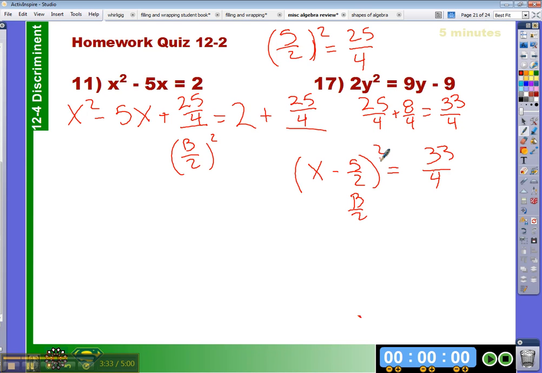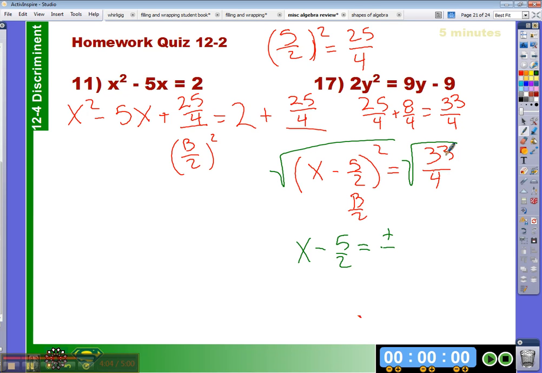So what is the opposite of squaring something? Yes, Fabian? Square root. So we will take the square root of both sides. The square root of x minus 5 over 2 squared is x minus 5 over 2. And that's going to equal plus or minus the square root of 33 over 4. Now, the square root of 4 is 2, right? But I don't know the square root of 33.